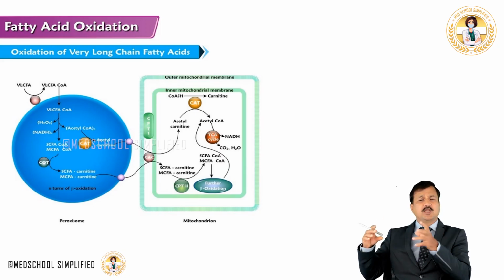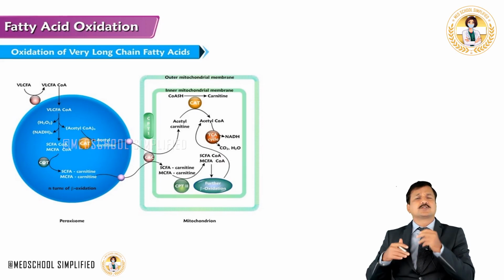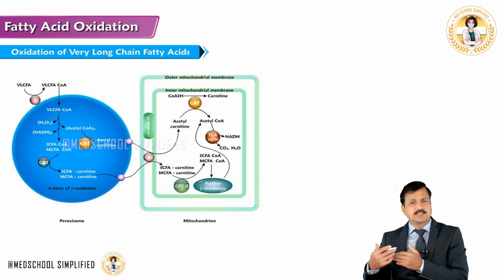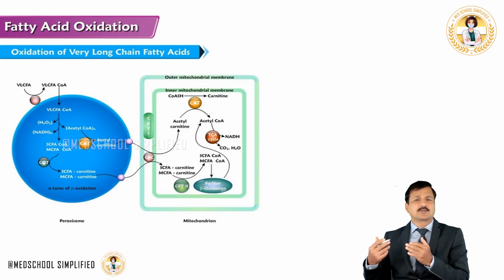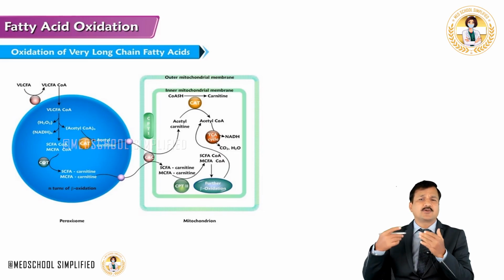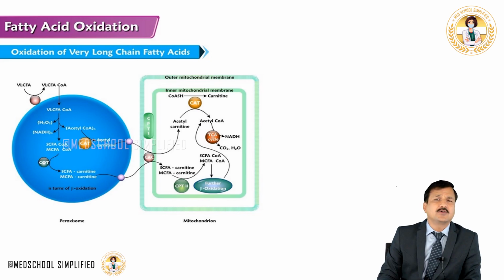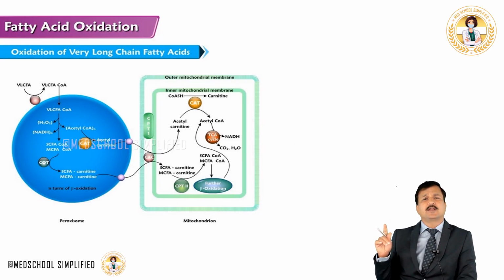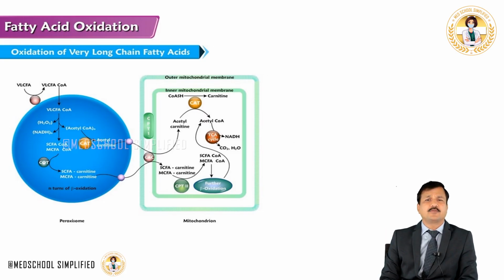Once these molecules reach the matrix of mitochondria, acetyl-CoA, SCFAs and MCFAs are reformed. Acetyl-CoA gets into the TCA cycle to undergo complete oxidation, and MCFAs and SCFAs undergo beta oxidation to form acetyl-CoA, and acetyl-CoAs further undergo the TCA cycle. Like this, very long chain fatty acids are oxidized in two subcellular organelles: one is the peroxisome, and later it is continued in the matrix of mitochondria.